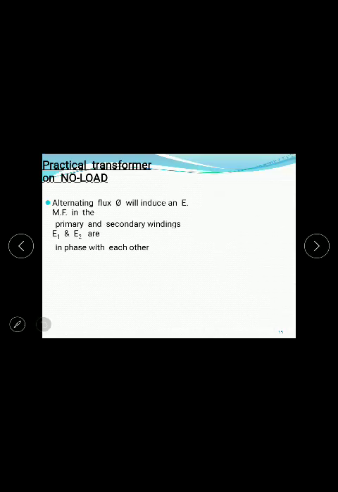Alternating flux phi will induce an EMF in the primary as well as in the secondary side windings. So the primary EMF is E1 and the secondary EMF is E2, in phase with each other. The induced EMF will lag behind the flux by 90 degrees.